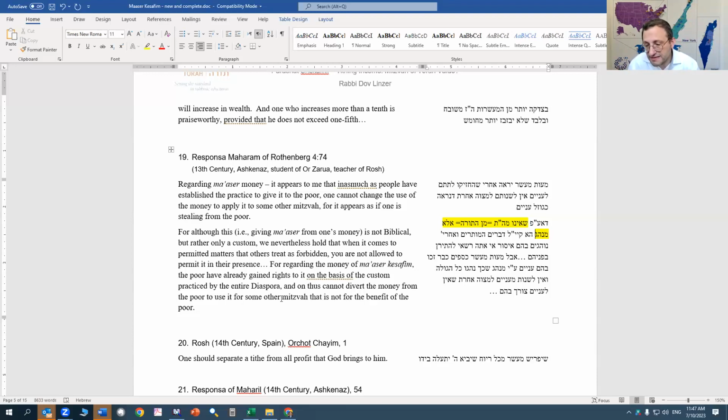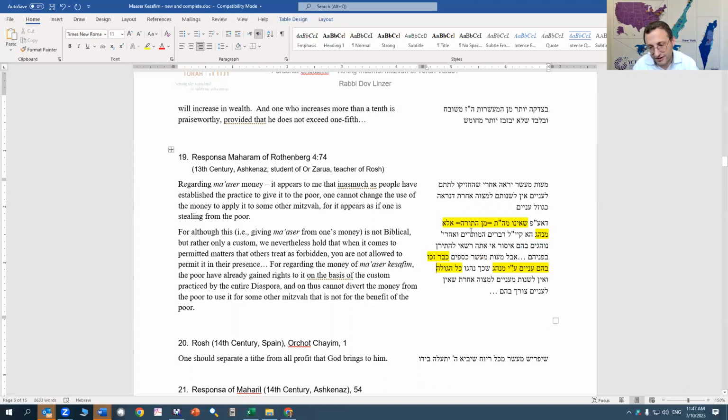So not only is it a minhag to give it, it is a minhag to give it to the poor. And that practice of giving it to the poor creates a type of de facto rights that the aniyim have to it, the poor have to it. Shekfar nagu kol hagolah, the entire exile, the entire diaspora.